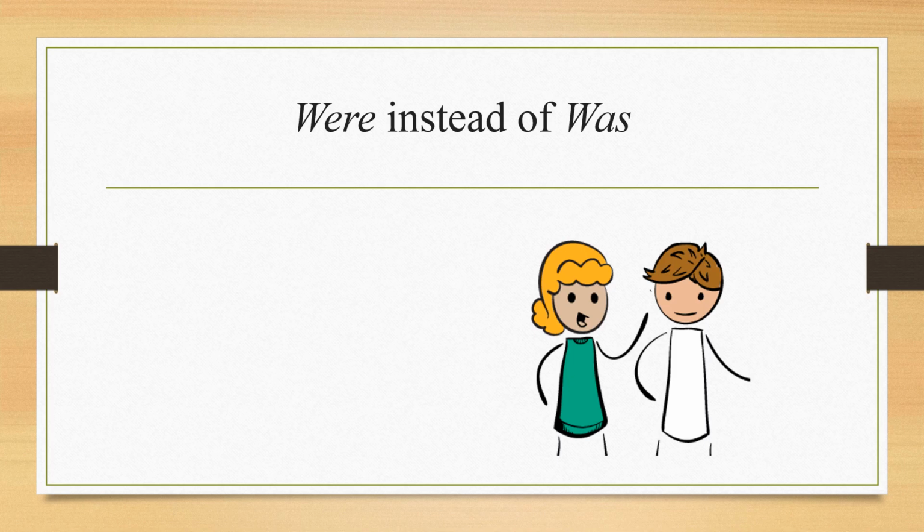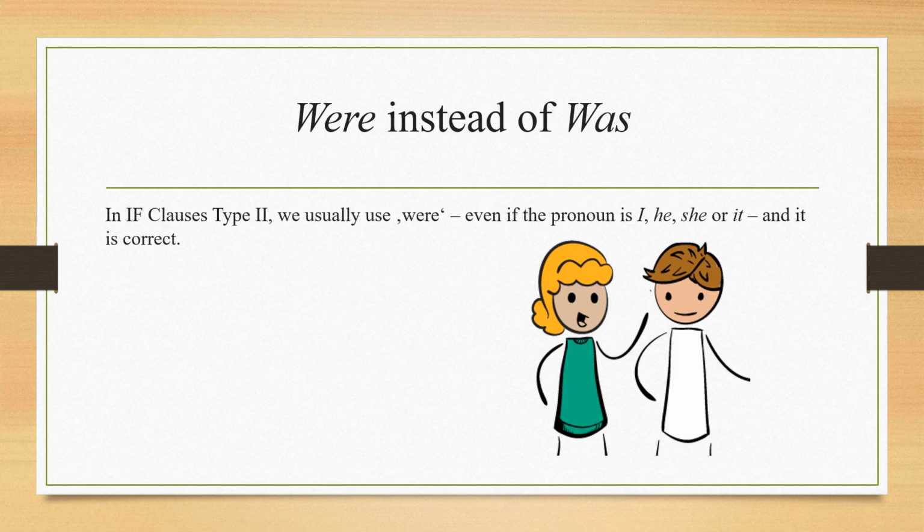So were instead of was. We all know that were and was are the verb to be in the past. Were is used for plural, was for singular. So we will see in conditional type 2 how we use these two. In the if clause of conditional type 2, we usually use were even if the pronoun is I, he, she or it, and it is correct. For example, to give advice: if I were you, I would not do this. So, if I were you, I would not do this.